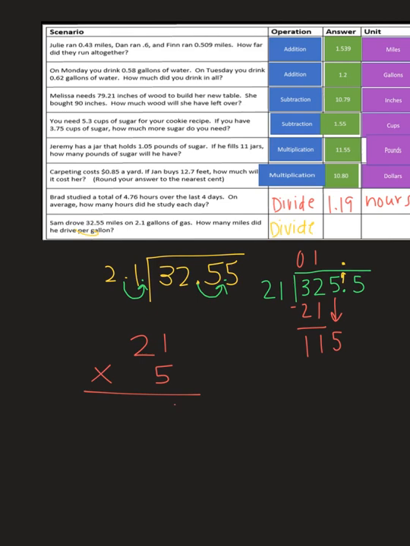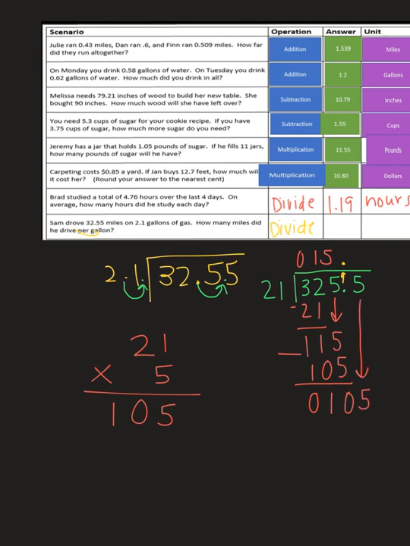So 5 times 1 is 5. 5 times 2 is 10. So that looks to be as close as I can get without going over. So I'm going to put a 5. 5 times 21 was 105. Subtract. 5 minus 5 is 0. 1 minus 0 is 1. 1 minus 1 is 0. And then drop our 5, and we'll repeat.